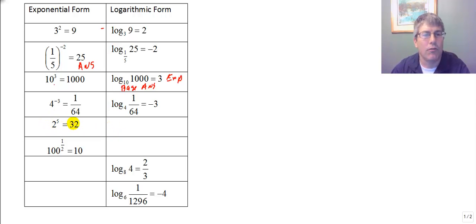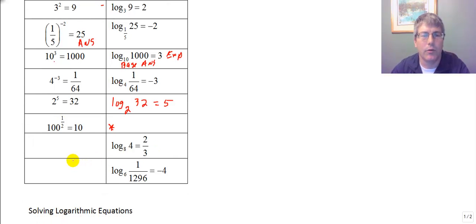So 2 to the fifth equals 32. Well, that would be written as log base 2 of 32 equals 5. Log base answer equals exponent. So I will save this one for you. I'll let you do that one and bring that to class.